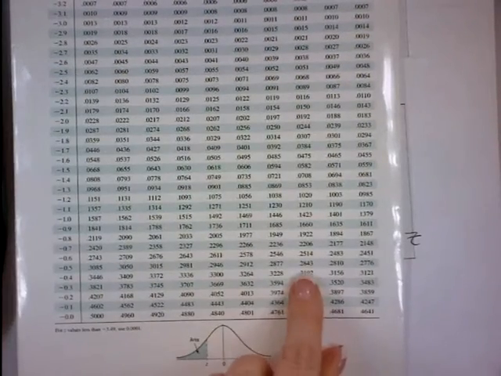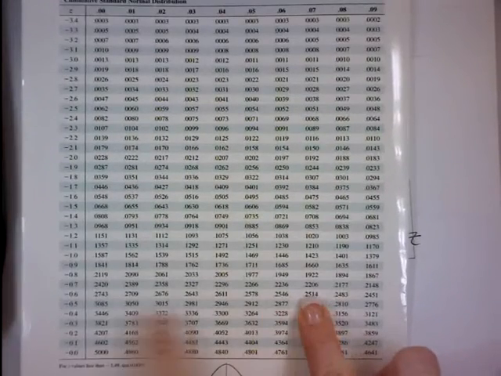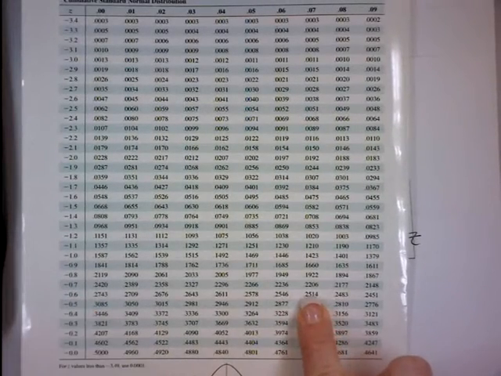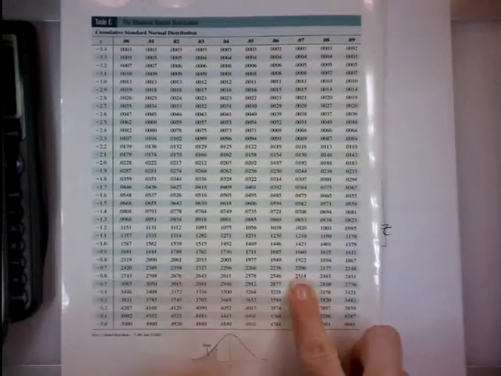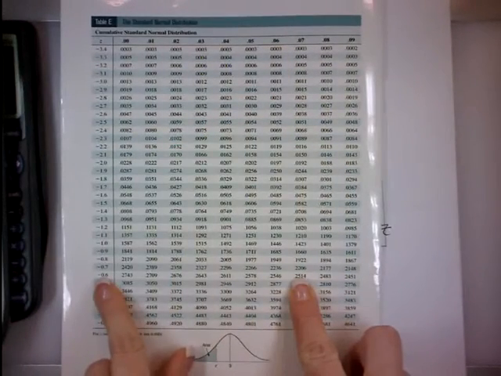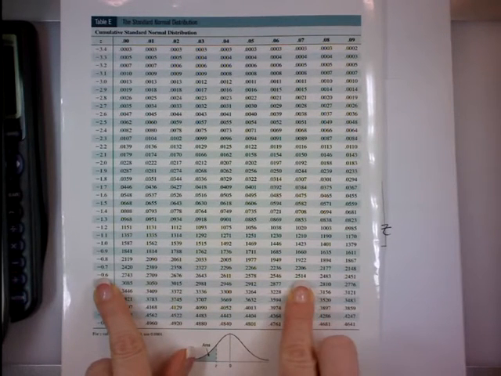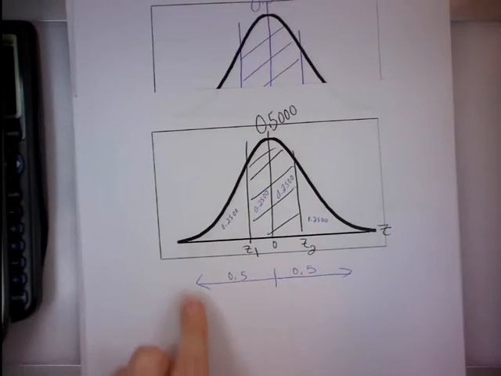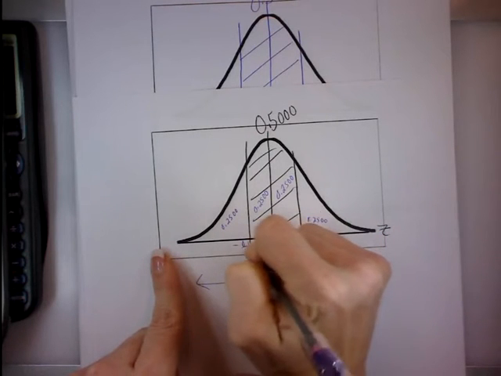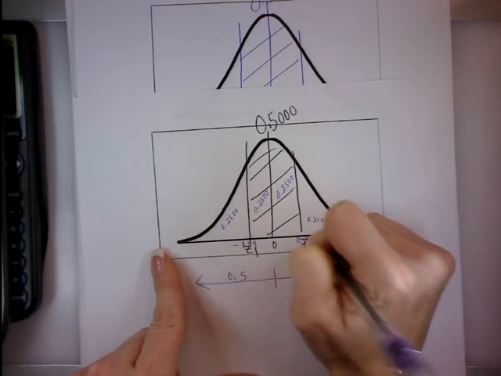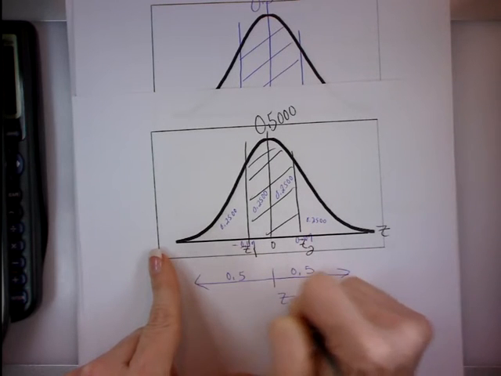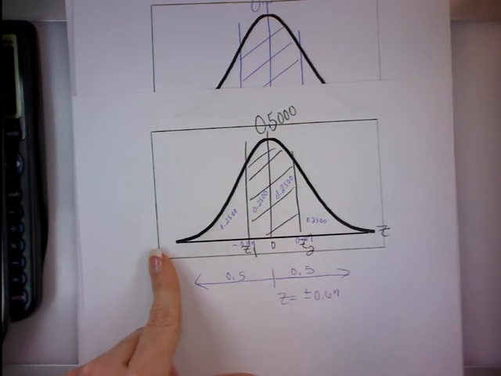So 0.2514. Work your way out to a negative 0.6 and up to 0.07, negative 0.67. So this is the closest to 25% that we're going to have. And the z-scores are negative 0.67. So remove this. So this one is a negative 0.67 and this one is a positive 0.67. So the z-scores are plus and minus 0.67.